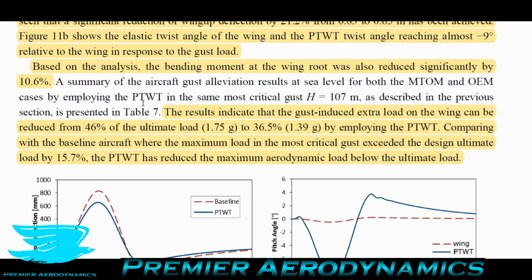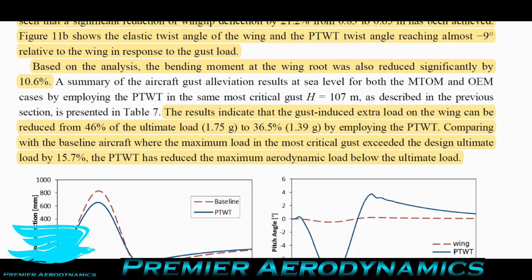They also say that the bending moment at the wing root is also significantly reduced by 10.6%. So that's quite good. And they say that the gust-induced extra loading on the wing can be reduced from 46% of the ultimate loading to only 36.5%. So again, you're making the aircraft safer by having these wingtip devices on there that can rotate about this rod.